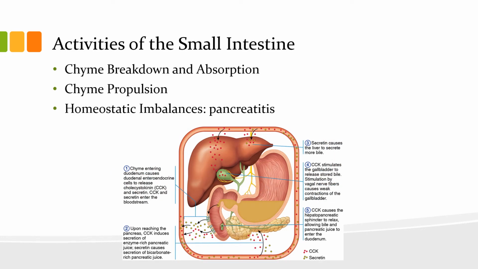Now let's talk about some activities of the small intestine. So we have chyme breakdown and absorption, and chyme propulsion. Chyme reaching the small intestine is only partially digested. Carbohydrate and protein digestion has begun, but virtually no fats or nucleic acids have been digested up to this point. Here's where the process of chemical digestion is accelerated, as food now takes a 3 to 6 hour journey through the small intestine. By the time the food reaches the end of the small intestine, digestion will be complete, and nearly all food absorption will have occurred.